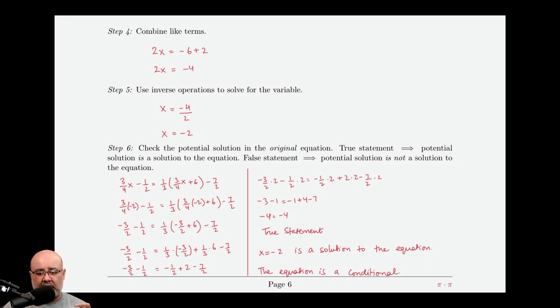And because the equation only has one solution, just x equals negative 2, nothing else, no other values of x will ever make this equation true or correct, we say that this equation is a conditional. It has to satisfy the condition that x equals negative 2 in order for it to be true or correct.